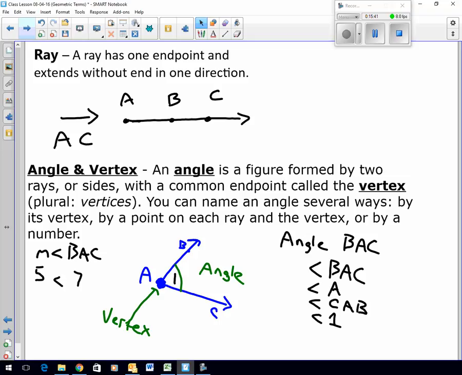So, real quick, let's start with a point, one dimension. We talk about a plane, adding a second dimension. Inside planes, we're going to have lines, line segments, rays. When rays come together, they're going to form angles. The point where they come together is called a vertex.